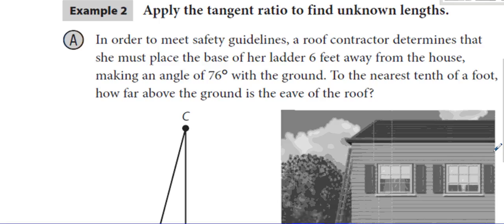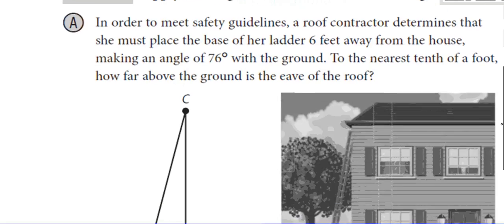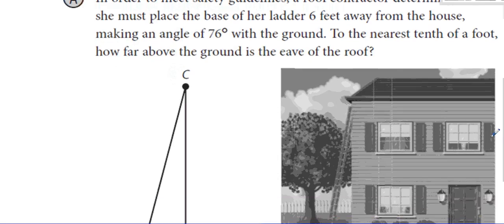We're going to apply the tangent ratio, which is what we were just talking about, opposite side over the adjacent side, to find out lengths. So here we have a problem set up. In order to meet safety guidelines, a roof contractor determines that she must place the base of her ladder 6 feet away from the house, making a 76-degree angle with the ground. To the nearest tenth of a foot, how far above the ground is the eave of the roof?